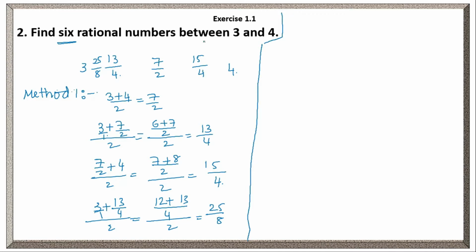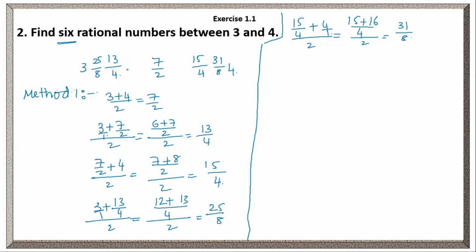Clear? Here we got 4 rational numbers now. Let us find the rational number between 15 by 4 and 4. Let us take the average. 15 by 4 plus 4 by 2. What is the LCM in the numerator? 4. So 15 plus, 1 will go in 4 four times, 4 into 4, 16 by 2. What will it become? 31 by 8. 31 by 8 will be in between 15 by 4 and 4. Now we got 5 rational numbers.